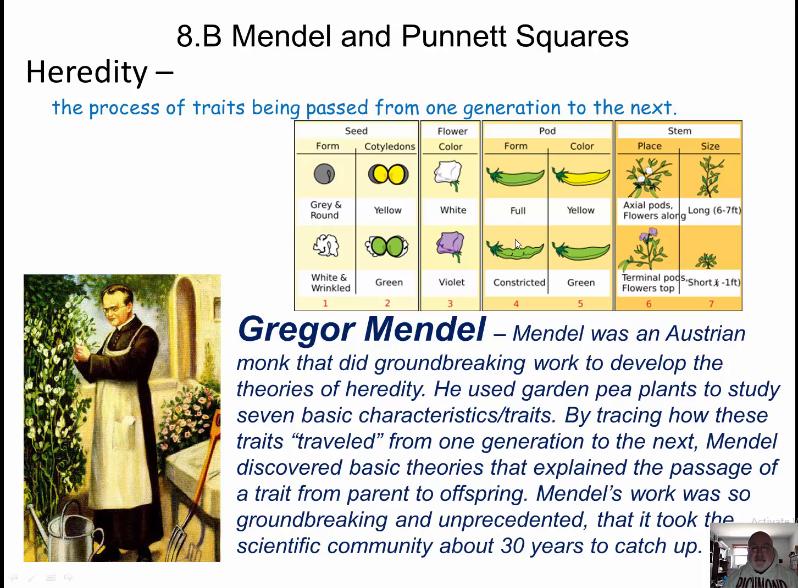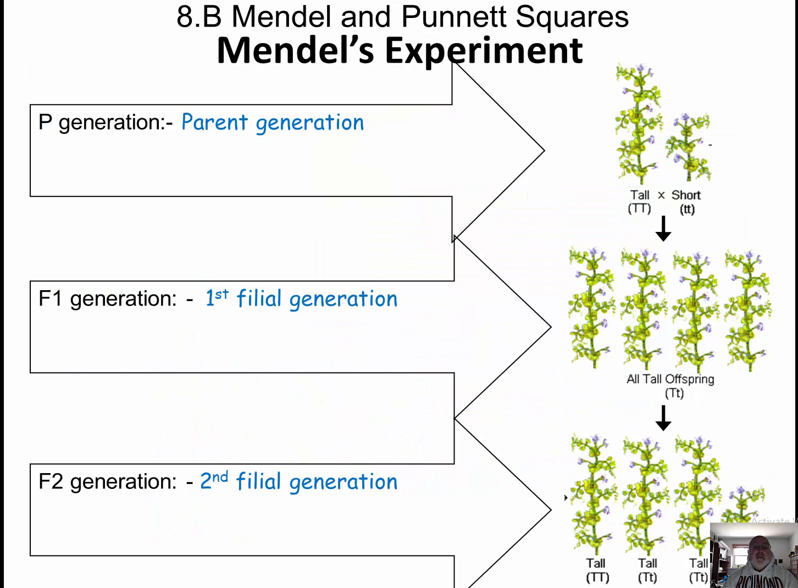So he started wondering, are these things actually genes that travel from one generation to another, that can affect the offspring and can be predicted? And so he sets up some experiments, and the scientific community took about 30 years to catch up to Mendel's work. So he's using terminology that we still use today.